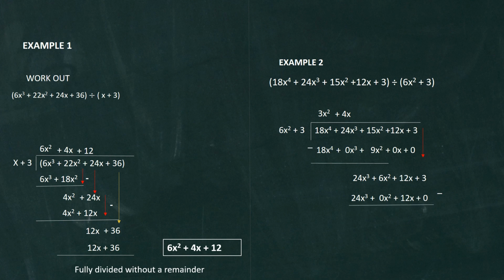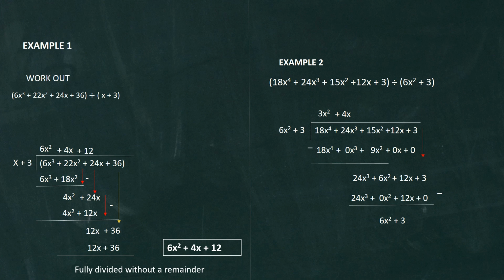To find the remainder, we subtract downwards, remember? And 24x power 3, take away 24x power 3 is 0. 6x squared, take away 0x squared is 6x squared. And 12x, take away 12x is 0. But 3, take away 0 is 3.